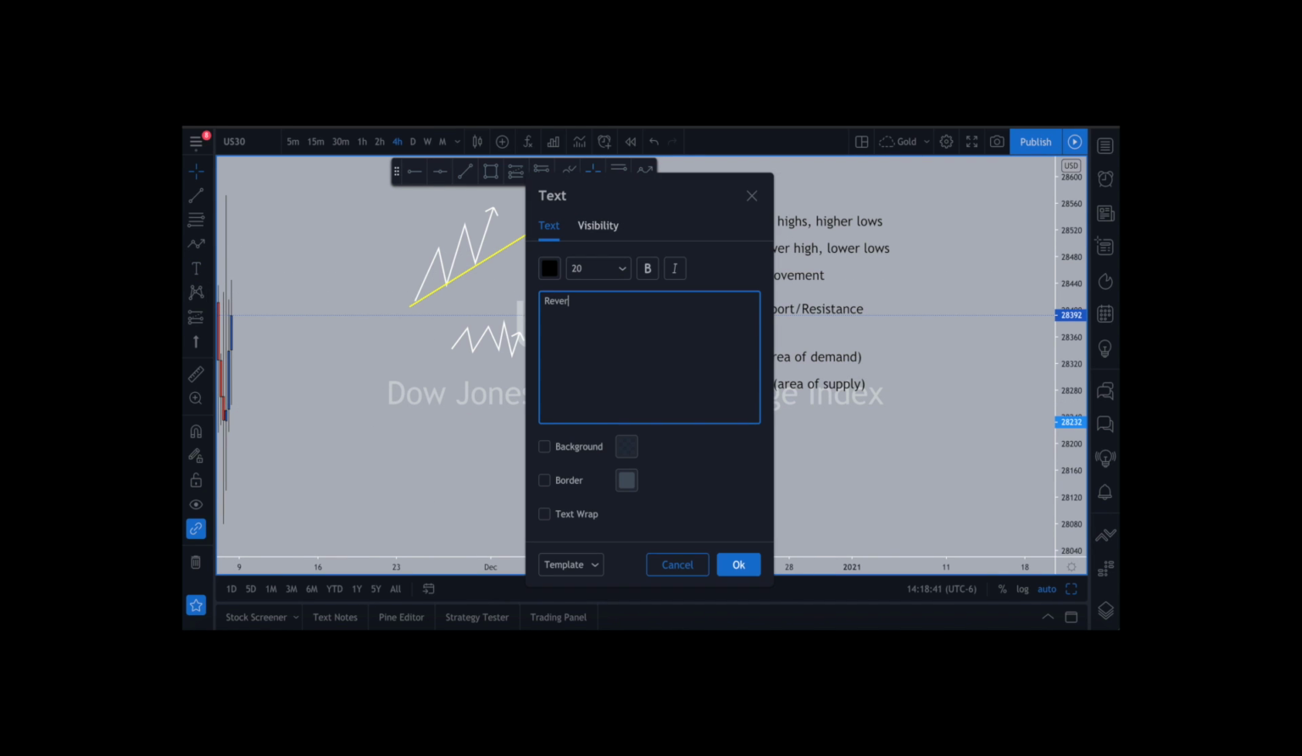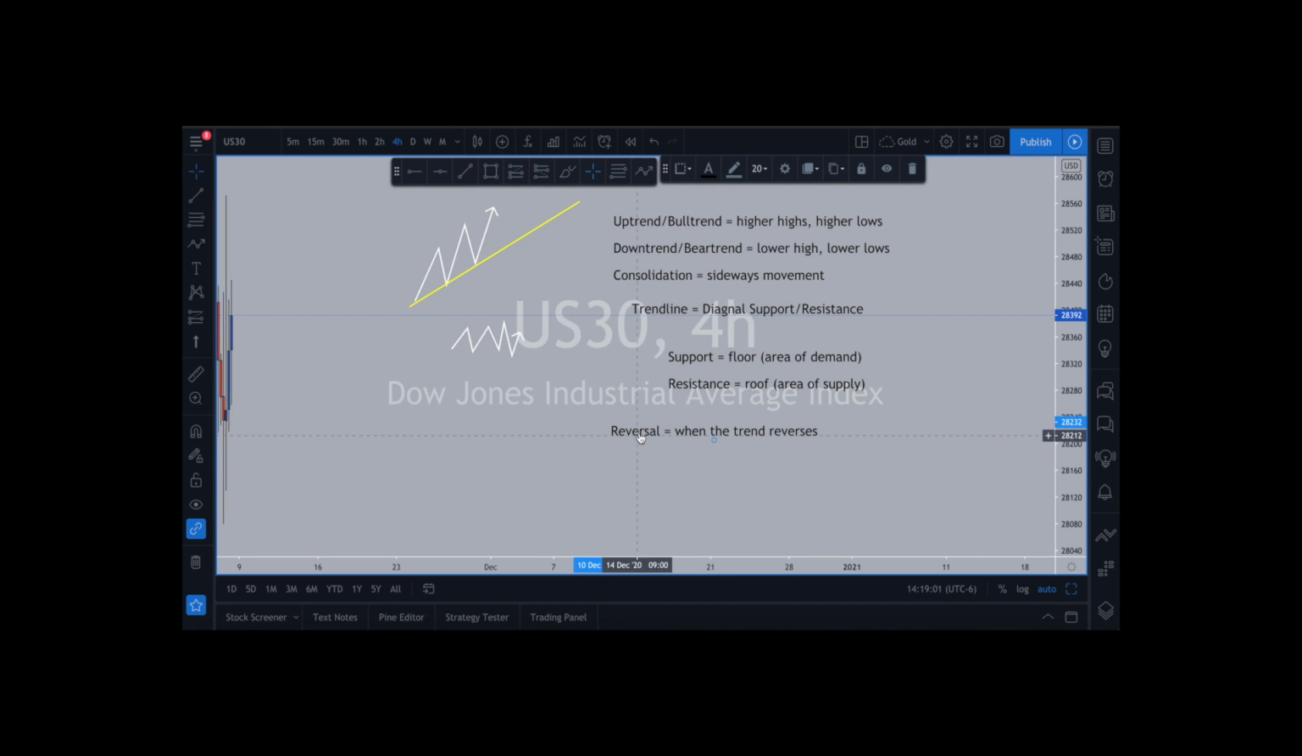A reversal is basically when the trend reverses. It's simple enough. When the trend reverses, you can have an uptrend reverse into a bear trend, and you can have a downtrend reverse into a bull trend.